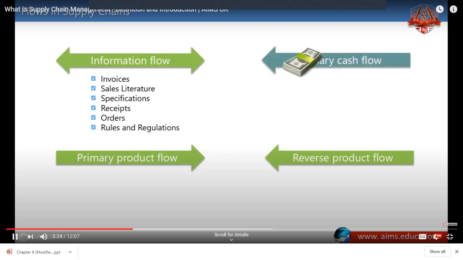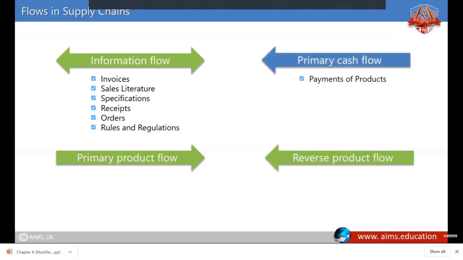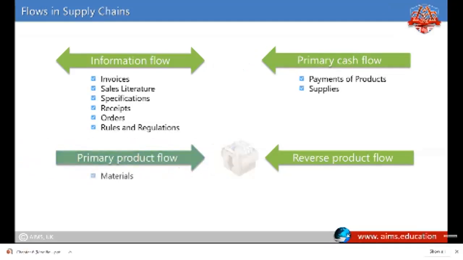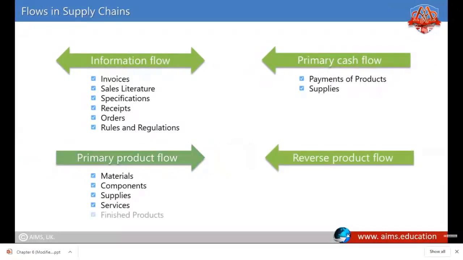Primary cash flow includes payments of products and supplies. Primary product flow includes materials, components, supplies, services, and finished products. Reverse product flow includes returns for repair, replacements, recycling, and disposals.